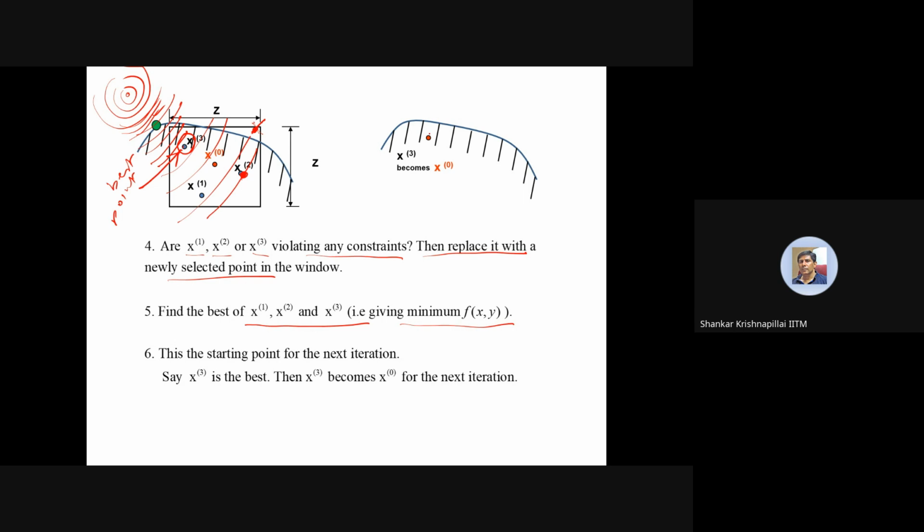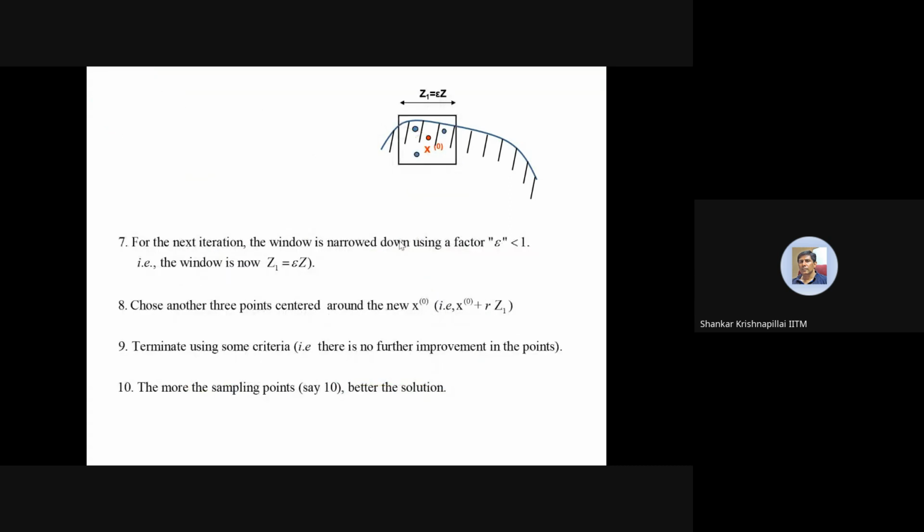Now this x3, which is the best point, becomes x0 for the next iteration. So since x3 is the best, x3 becomes x0 for the next iteration. That is what is shown here. Now you have to fit a smaller window around this x0.